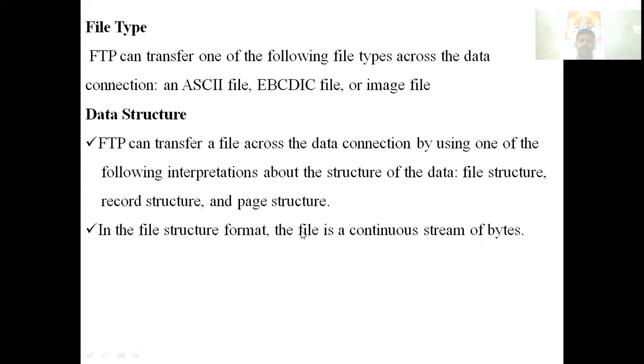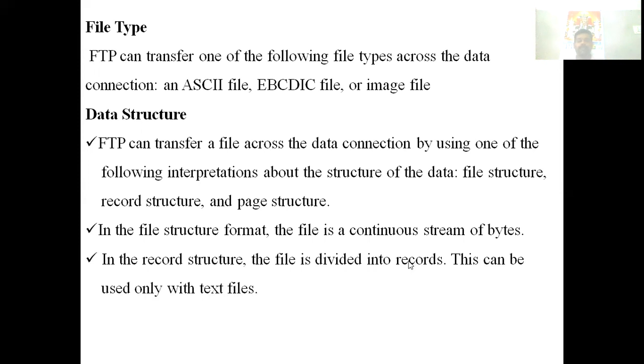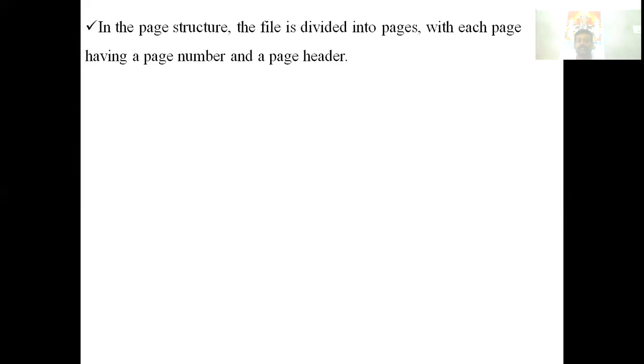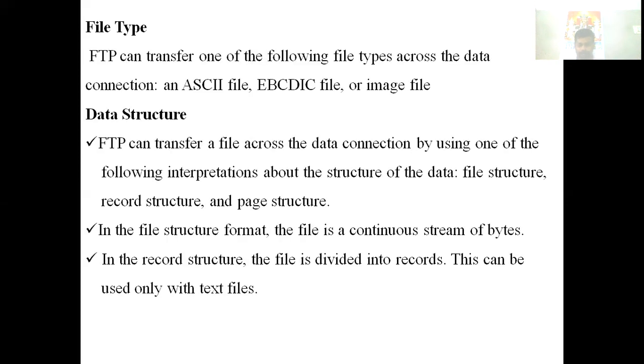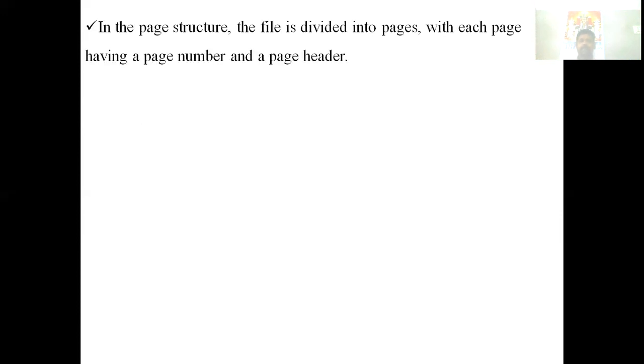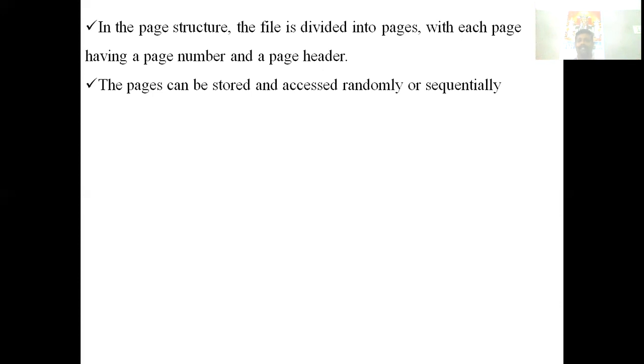In file structure format, the file is a continuous stream of bytes. In record structure, the file is divided into records. It can be used only with text files. And last one is page structure. In page structure, the file is divided into pages, with each page having a page number and page header. 3 formats you are having: file structure, record structure, page structure. So the pages can be stored and accessed randomly or sequentially.